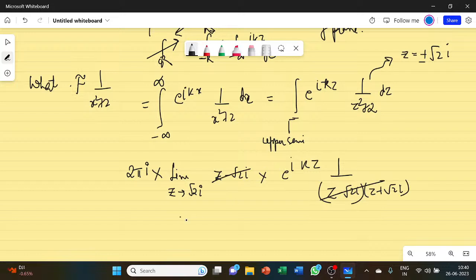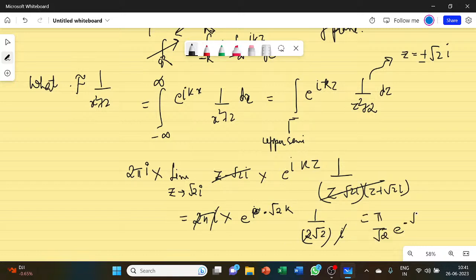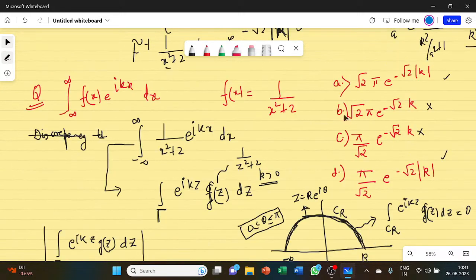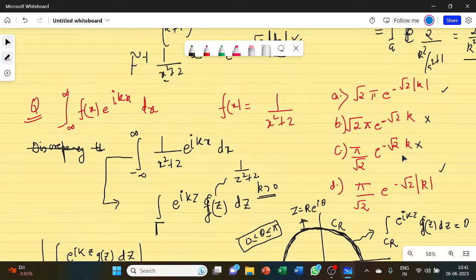You cancel this out, and eventually you get 2 pi iota into e to the power iota k. If I take root 2 iota here, what I'll get is minus root 2 k, and here I'll get 1 upon 2 root 2 iota. Iota gets cancelled, 2 gets cancelled, so eventually you end up getting pi upon root 2 e to the power minus root 2 k. Now here you see the options were given to you. One of the options suggested pi upon root 2 e to the power minus root 2 k, and most of the students ticked this option as correct.